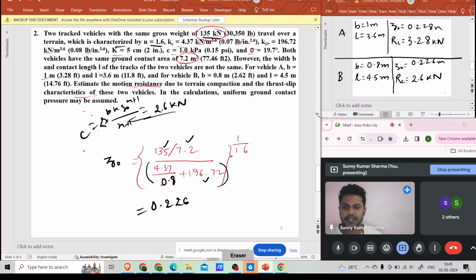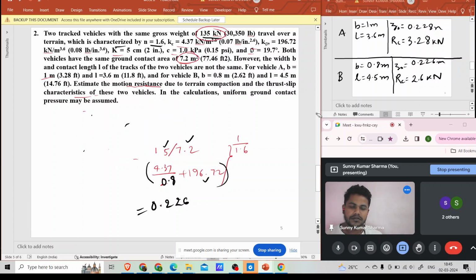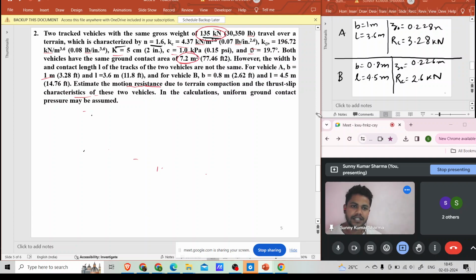From here, one thing is clear, guys. Which wheel is giving less rolling resistance? The second wheel, 2.6 kilometer. And the second wheel's characteristic is that its length is greater than the length of the first wheel. The width of the first wheel is 1 meter and this width is 0.8 meter. Its width is less, but its length is more. So this wheel is giving less rolling resistance. One conclusion is drawn from here.